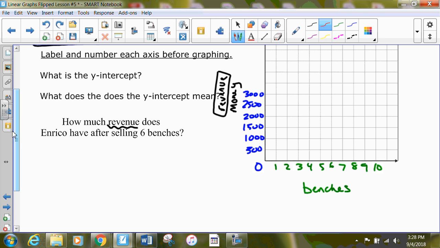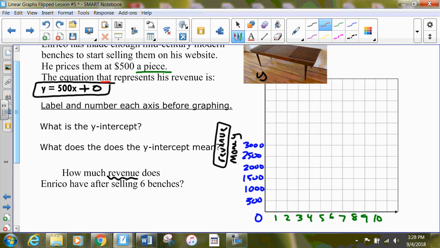So it says that the y-intercept is 0. So we're going to put a dot here. And then it says the slope is 500. So that means for every bench sold, he makes $500. So that's up 500 over 1. Up 500 over 1. Does this make sense? Like if he sells 3 benches, there's $1,500 that has come in, the revenue. Up 500 over 1. We can continue to do this.